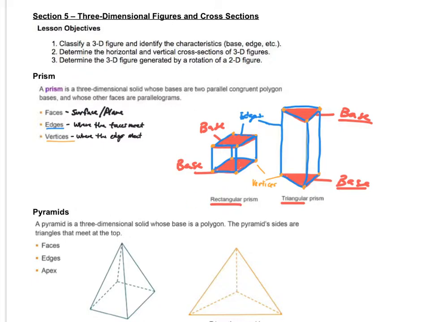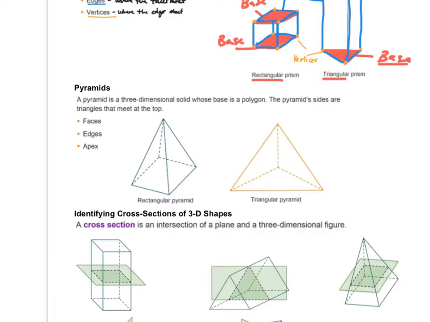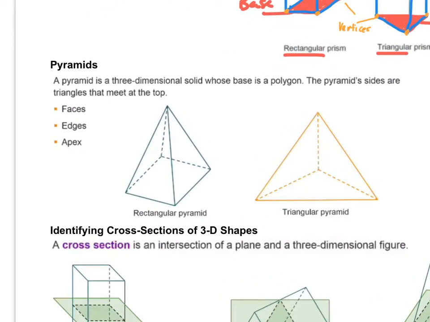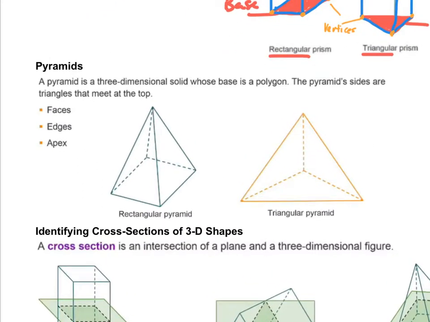Now we also have another figure type, and that is a pyramid. A pyramid is a three-dimensional solid whose base is a polygon. So I'm going to color in the bases real quick, just so we have those.